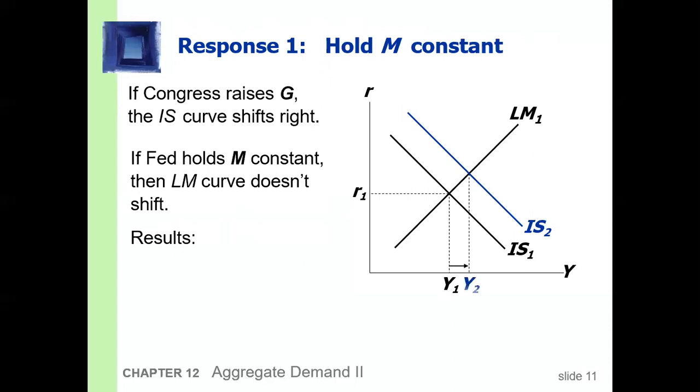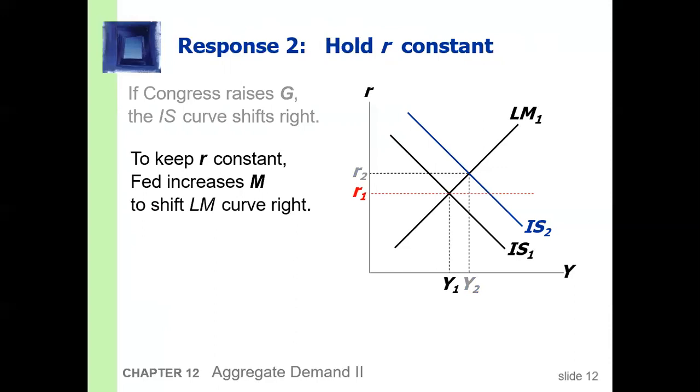So the results here: we can see output will move from Y1 to Y2, and the interest rate will rise from R1 to R2. This is because of the government spending.